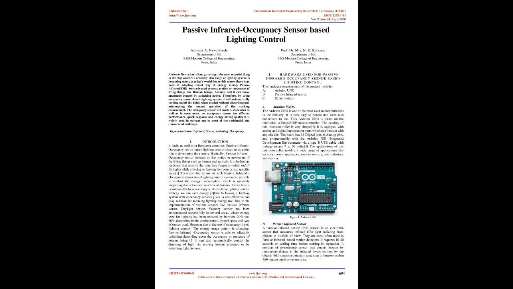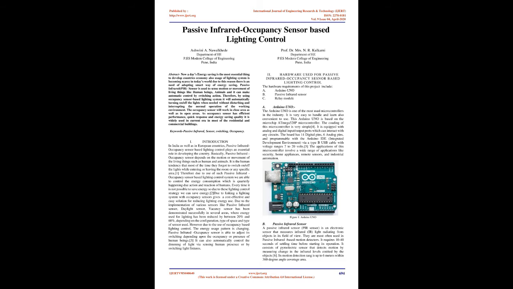Due to the implementation of various sensors like passive infrared sensor, daylight sensor, vacancy sensor has been demonstrated successfully in several areas, where energy used for lighting has been reduced by between 20% and 60%, depending on the configuration, type of space and type of sensor used.